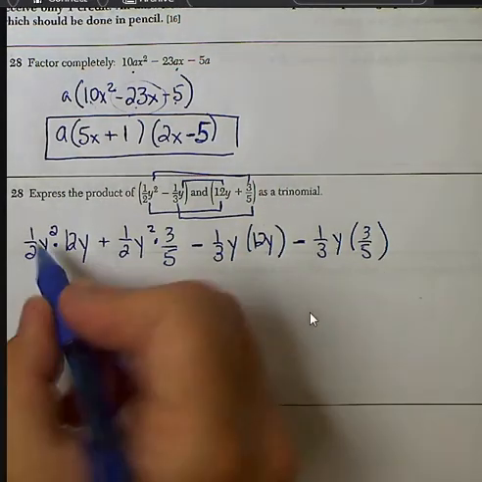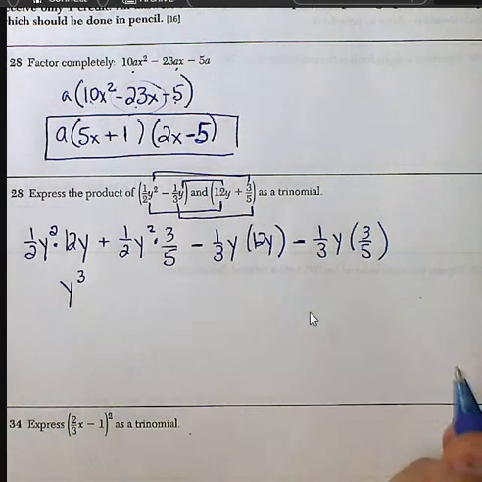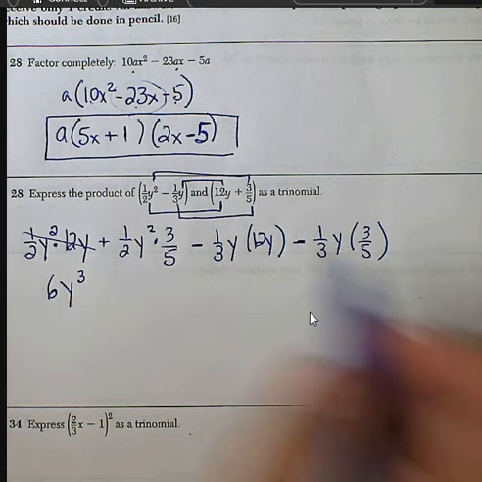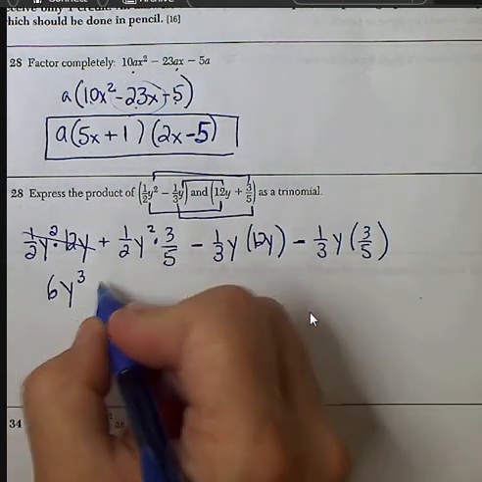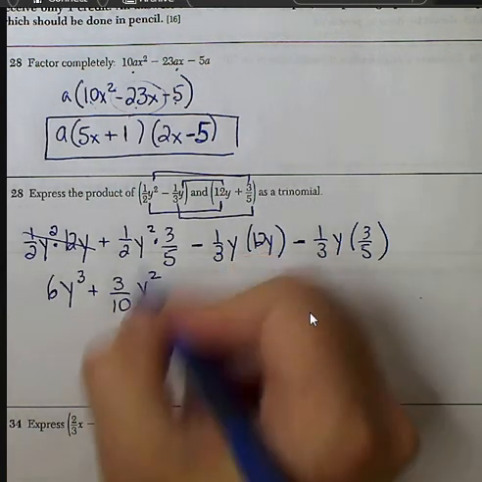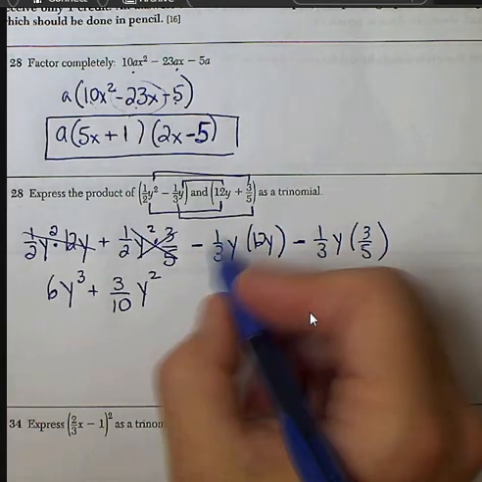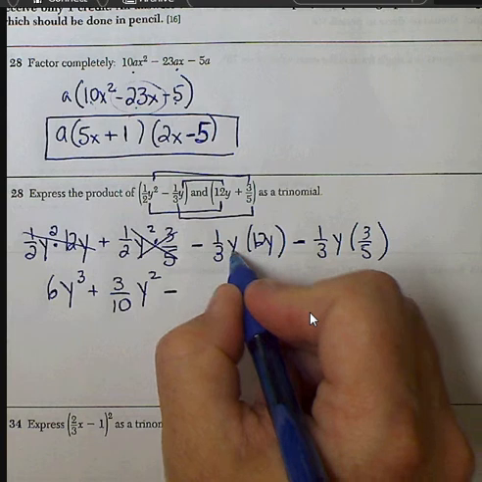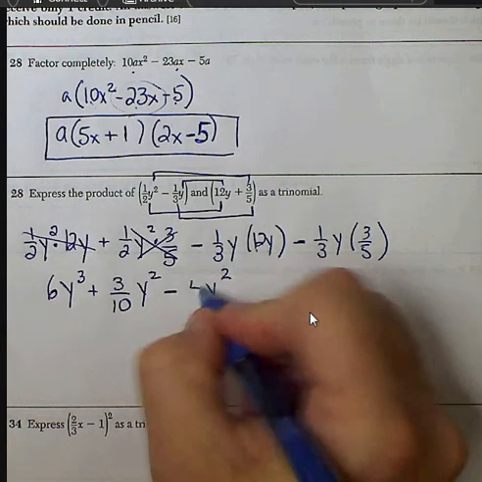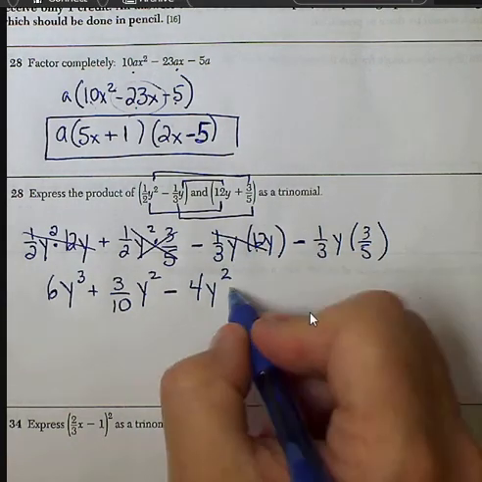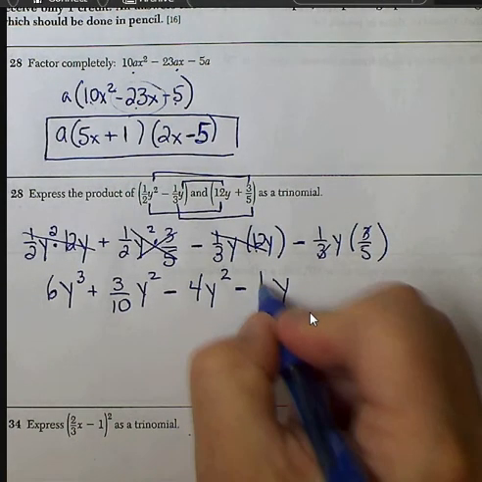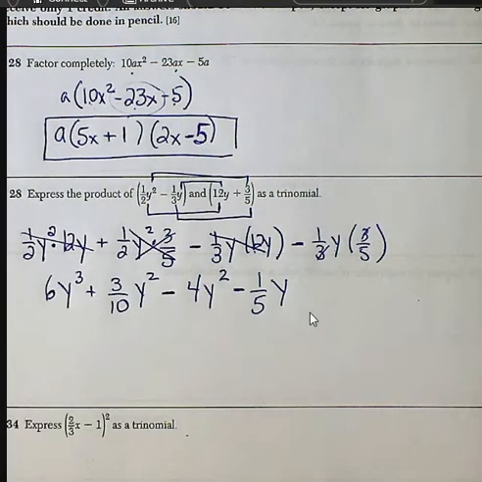Okay? Simplifying this, you're going to get your y cubed when you multiply your y's together. 1/2 of 12 is 6, and so you're done with that term. Next, we're going to have 1/2 times 3/5, and that's going to be 3/10, and then y squared. Can't do anything with that one right now, so we're done with that. Next is going to be a negative. You have y times y, which is y squared, and the coefficient will be 1/3 of 12. That's 4, and you're done with that term. Next term is going to be a minus. The 3's will cancel. You're going to be left with a y, and you're going to be left with 1/5 y.